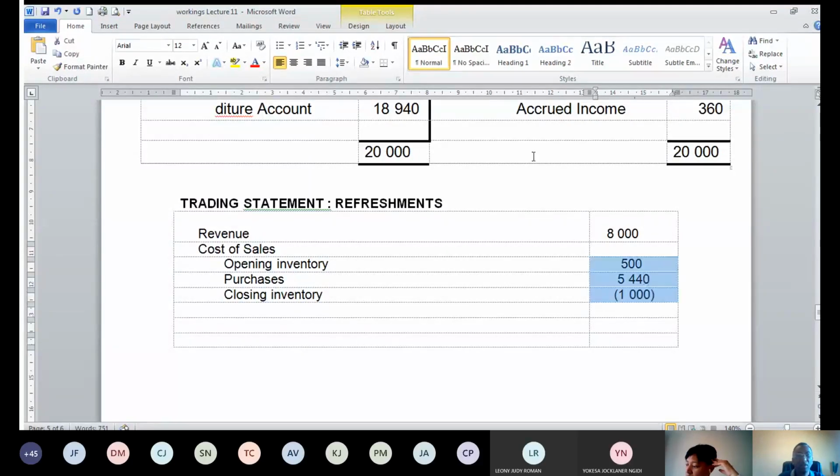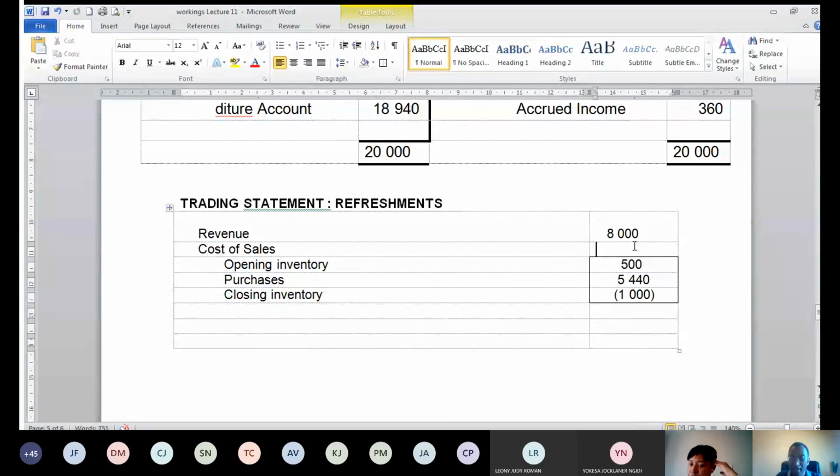So to get our amount of cost of sales, it is the 500 plus the 5,440 minus the 1,000 Rand, and that will give you cost of sales of 4,940. And we will now have the gross profit on our refreshments, which is the amount of 3,060. That is revenue minus the cost of sales, and that will give you the gross profit of 3,060.